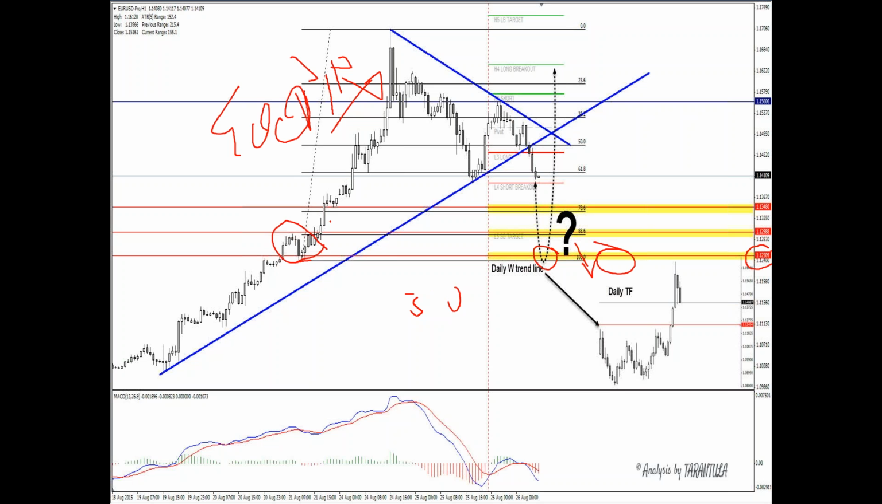So guys, if you trade like this, more often than not, you will be right. Even though sometimes, of course, unexpected things can happen, more often than not, you will be right. Okay?